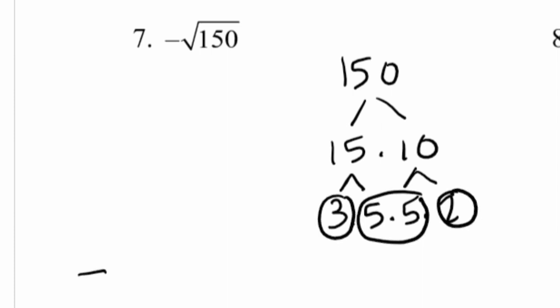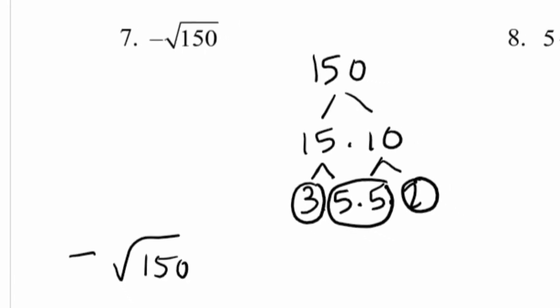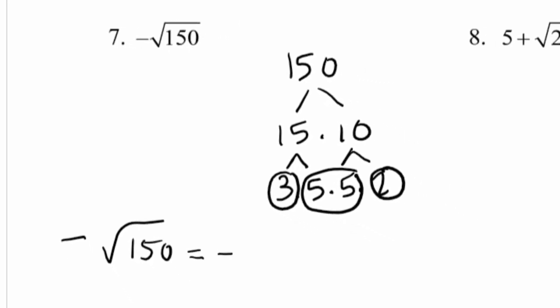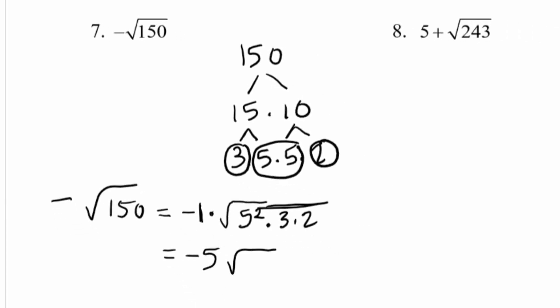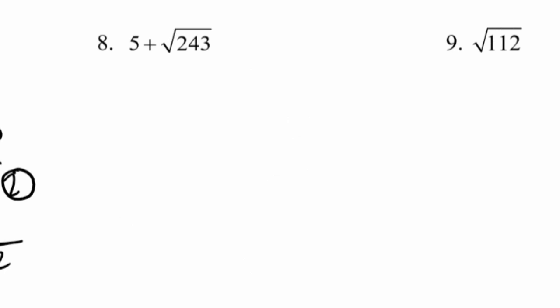Okay, so negative square root of 150. We have a little invisible negative 1 here. I'm going to put a negative 1 there. And then we're going to multiply that times the square root of 5 squared times 3 times 2, right? Because that's what the 150 is. And then the square root of 5 squared is 5. So that gets multiplied times the negative 1, and you get negative 5 square root, and then the 3 times 2 that's left over stays as the radicand, 6. So negative 5 square root of 6. So are you starting to get the feel for these?